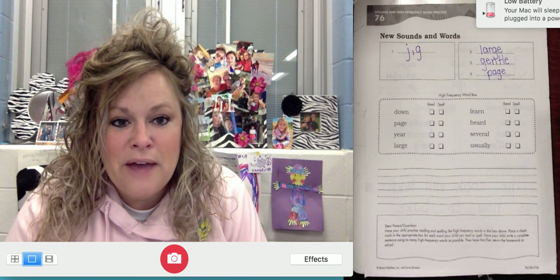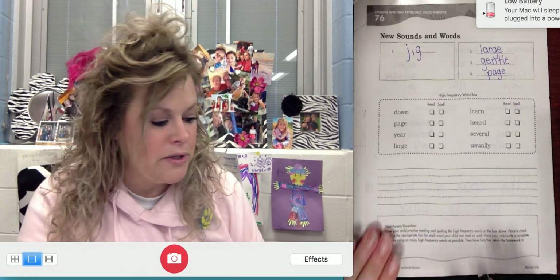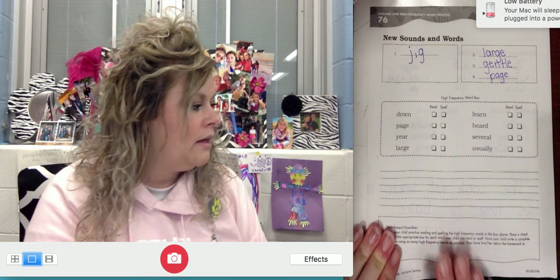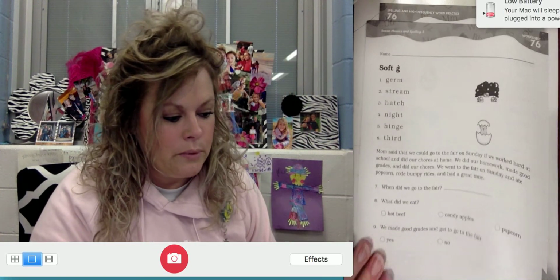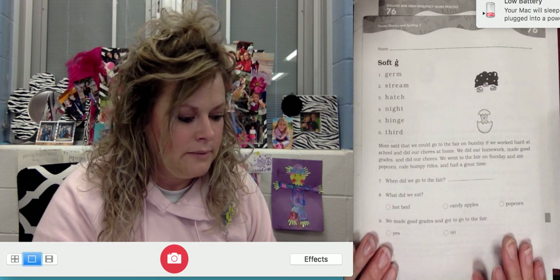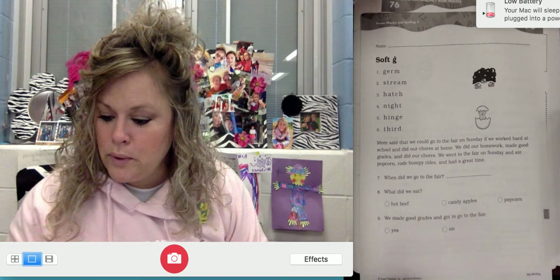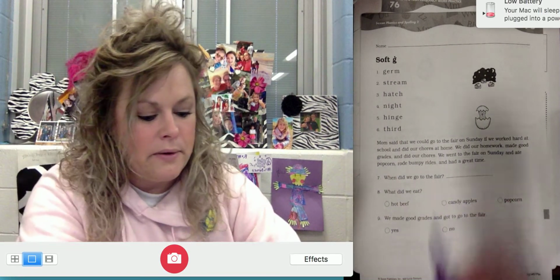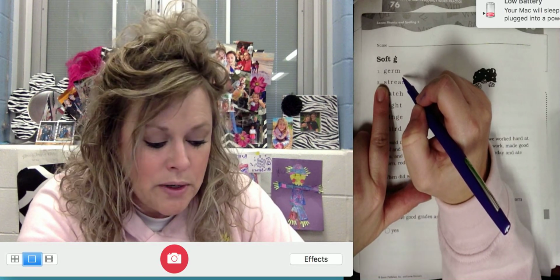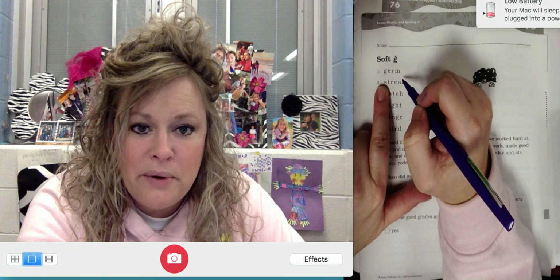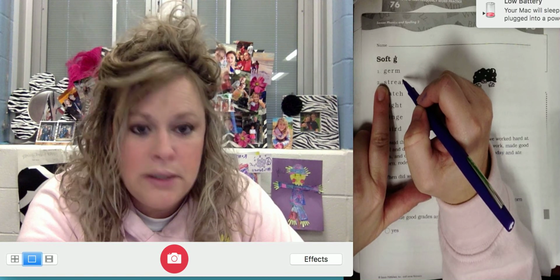Go ahead and do your high frequency word box with your teacher at home. And we're going to move on to some coding today. Find worksheet 76. I see number 1 is one of the words we've already talked about. G-E-R-M. If you come to this word and you're unsure of how to read it, think about what makes sense in the sentence, but also code it till you know it.